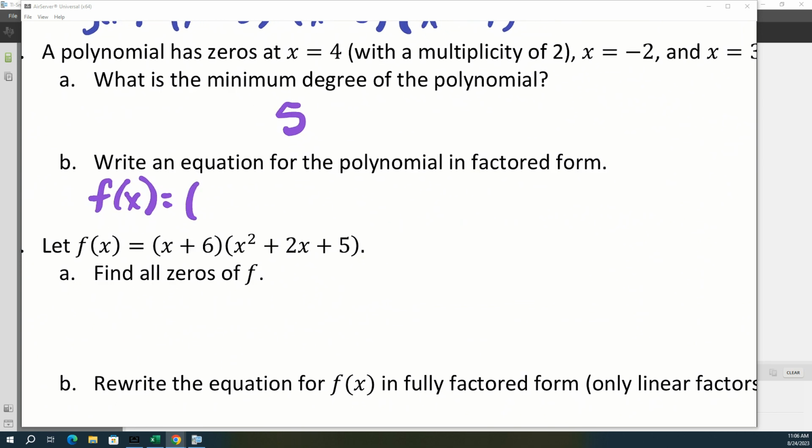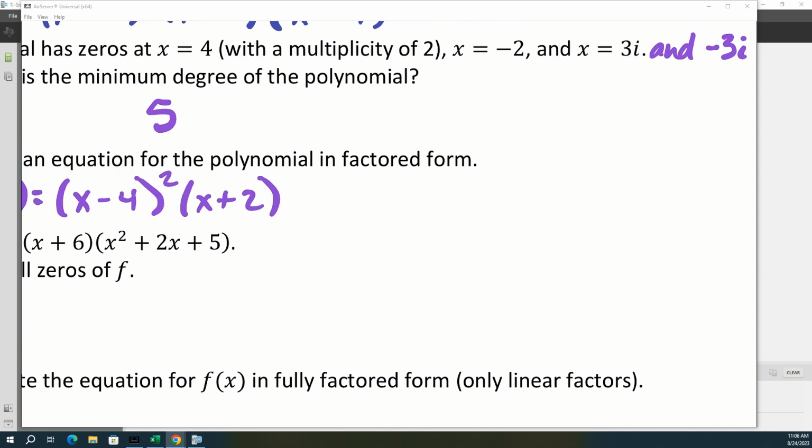All right, and then so for a 0 of 4, we're going to do x minus 4, and then it's squared because the multiplicity of 2. For -2, we'll just do x plus 1. And then it's going to look weird, but it's fine. For 3i, we're just going to do x minus 3i. And -3i, we're going to do x plus 3i. All right. What questions do you guys have about that?